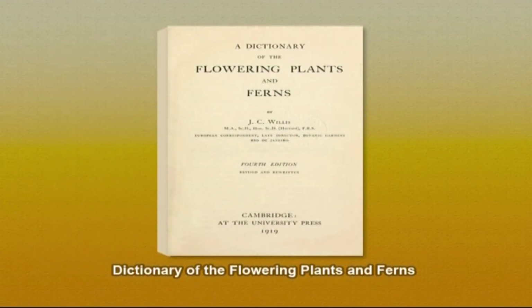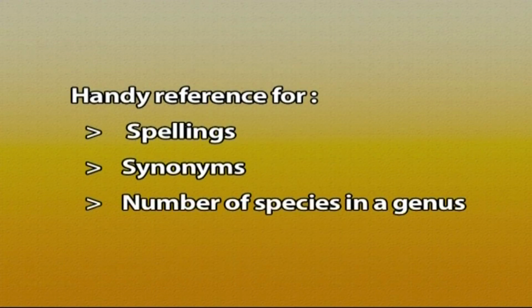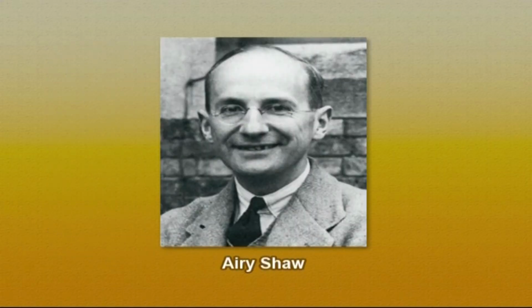The famous one is Dictionary of the Flowering Plants and Ferns. This is basically a handy reference for checking the spellings, synonyms, and number of species in a genus. It was originally published by J.C. Willis, and then the 8th edition was revised by Airy Shaw, which appeared in the year 1973.